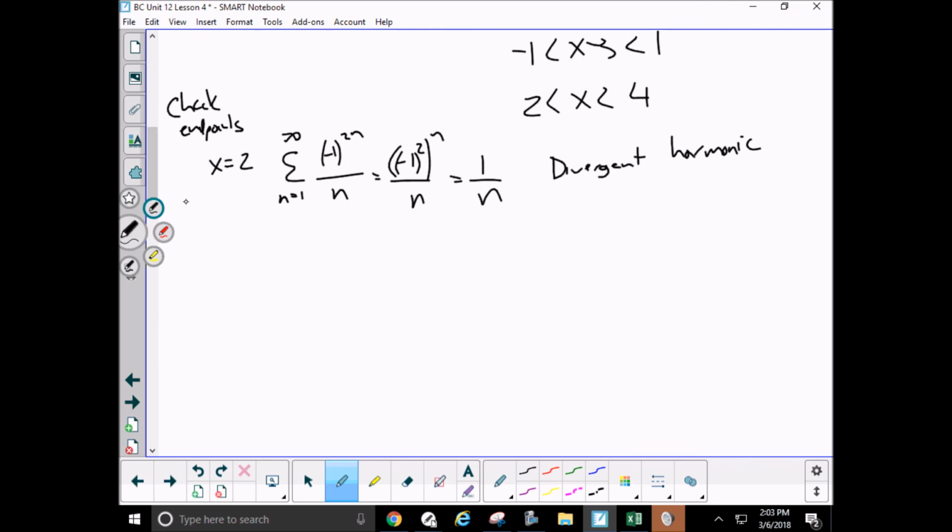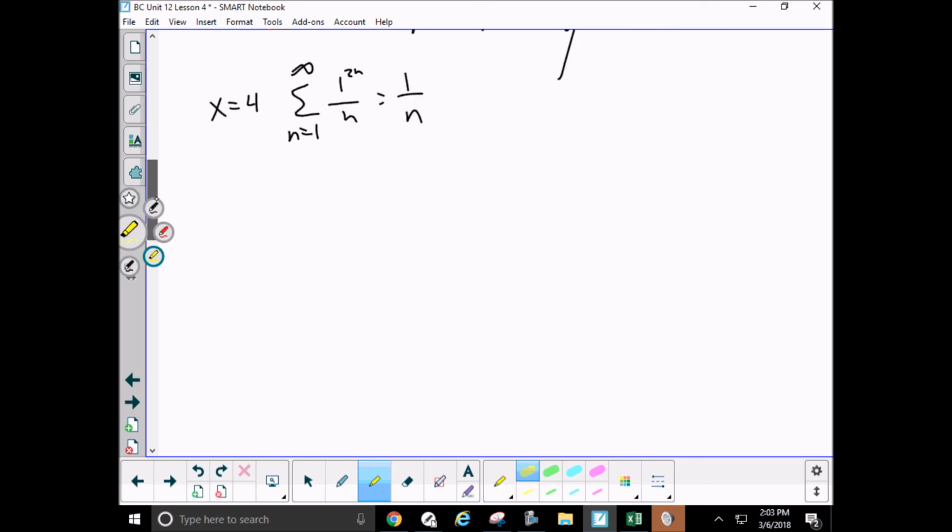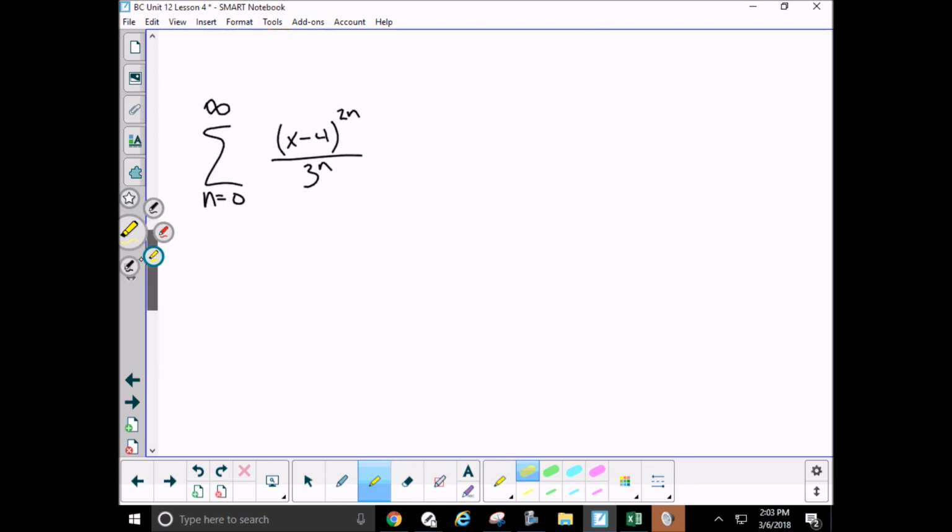And if we look at x equals 4, we'd end up with positive 1 to the 2n over n, which is just 1 over n, which again is a divergent harmonic. So this is our answer here. Okay. One more.